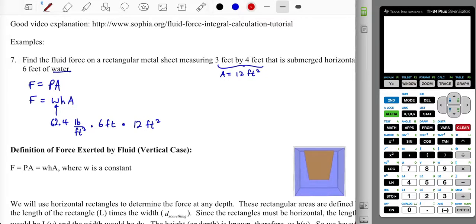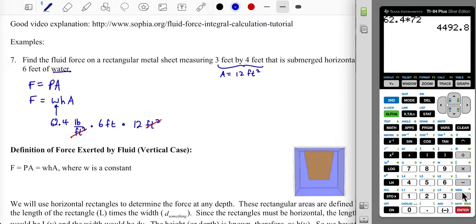All right, so feet squared cancel. And so we're just looking at the product of these measures. So 62.4 times 6 times 12, so times 72, is going to be 4492.8. And that's, well, the only things that are left are feet and pounds. So that would be our units, foot-pounds.